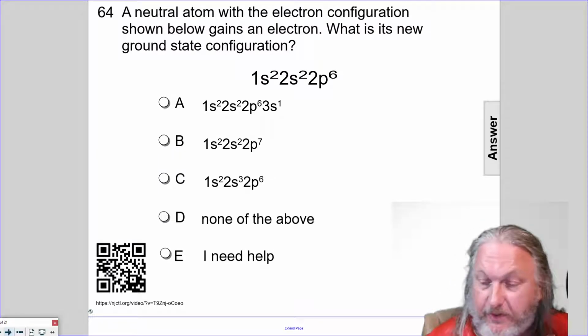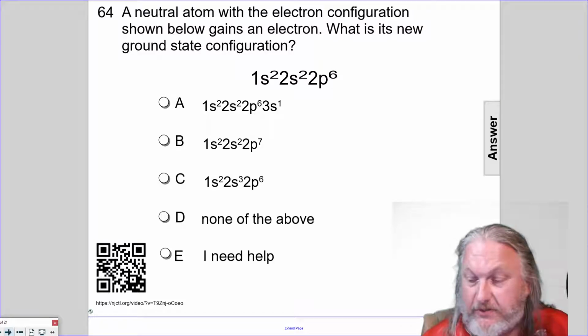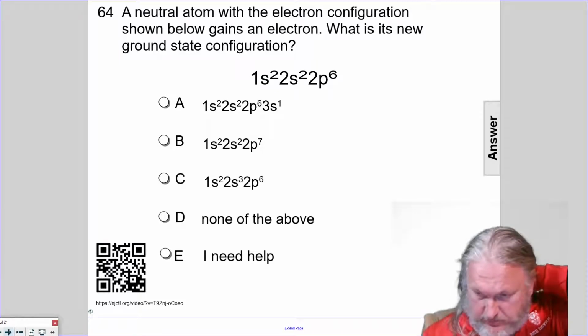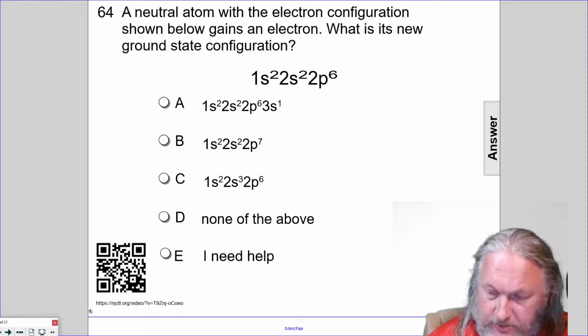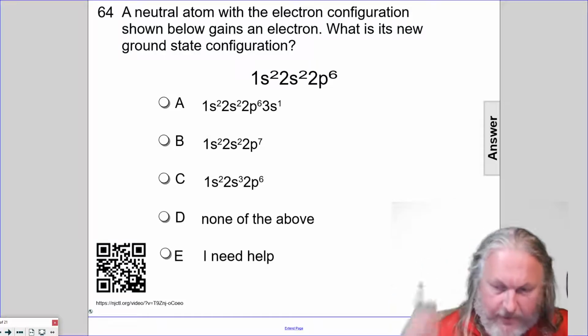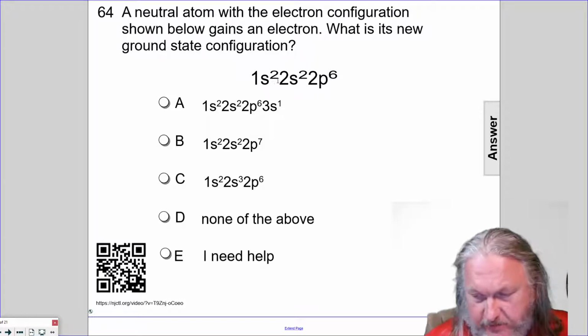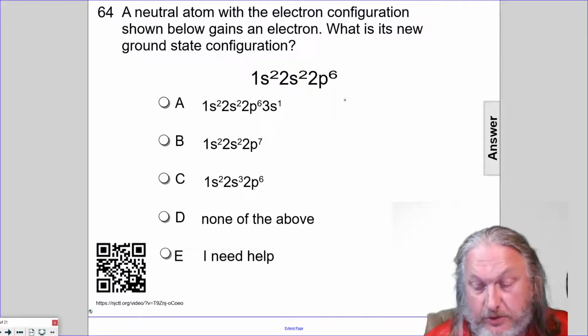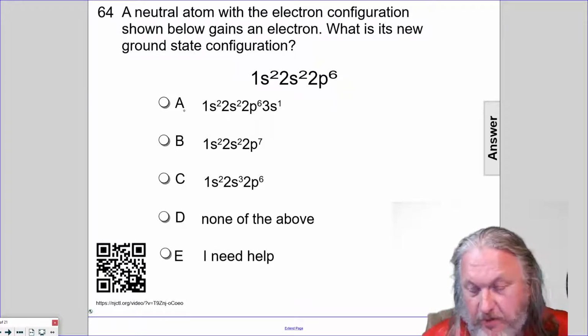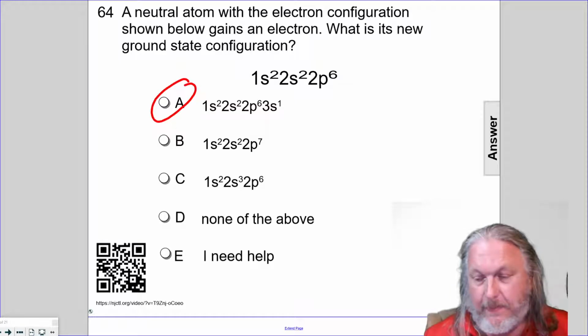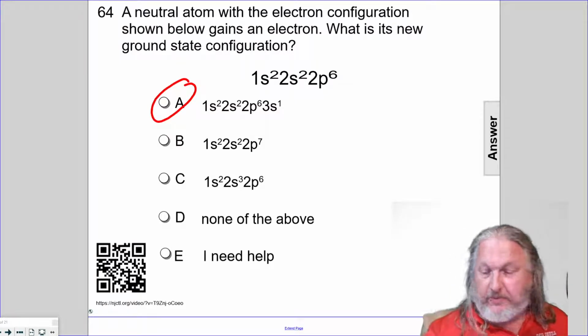A neutral atom with the electron configuration shown below gains an electron. What is its new ground state configuration? So it's adding an electron. If it adds an electron, the 1s2 is filled up, the 2s2 is filled up, 2p6 is filled up, so it's going to have to go to the 3s1, because there's no other spot for it.